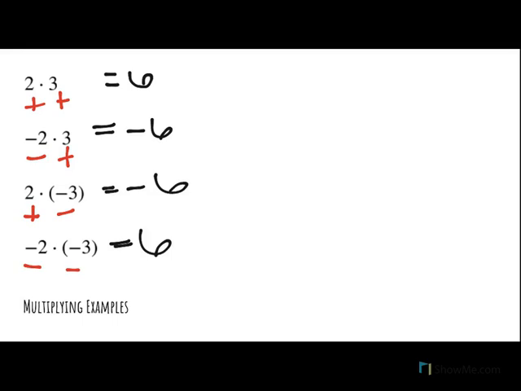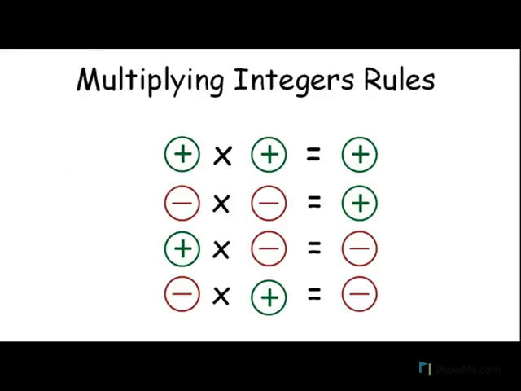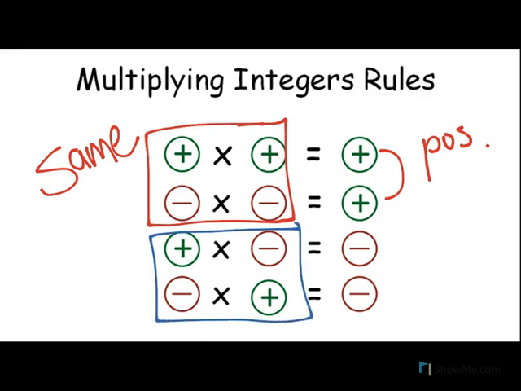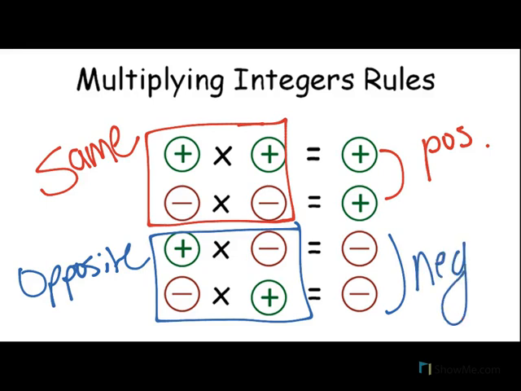So how can we sum this up? And here's our big idea for today, our rules for multiplying integers. The idea is that if our signs are the same, our product is going to be positive. Okay? So when we multiply two numbers together, if their signs are the same, we're going to get a positive number. If their signs are opposite, we are going to get a negative number. And that's the big idea for today.